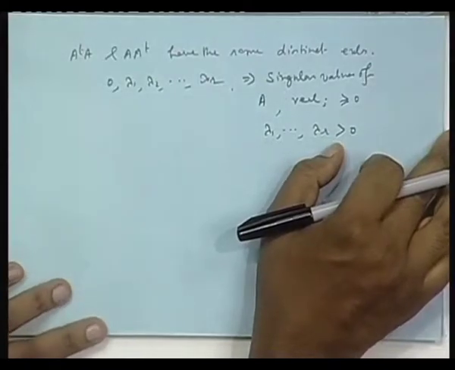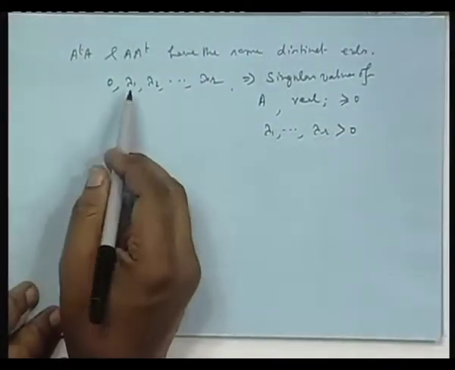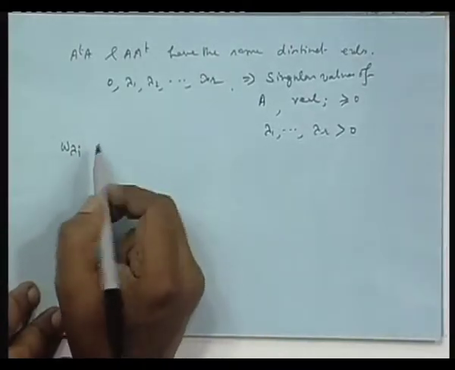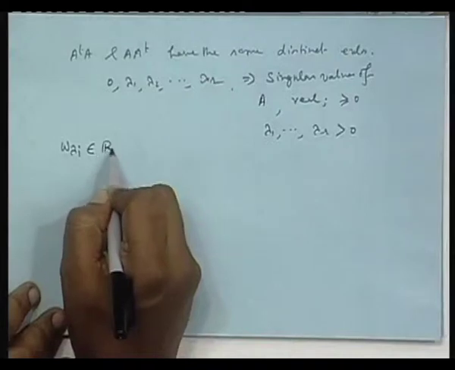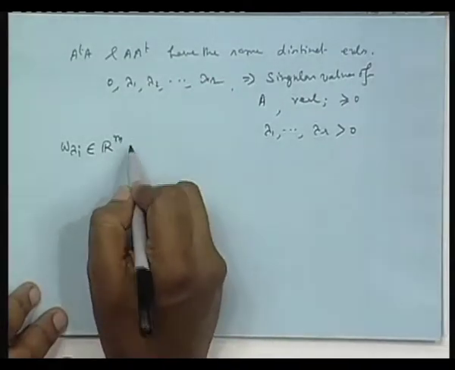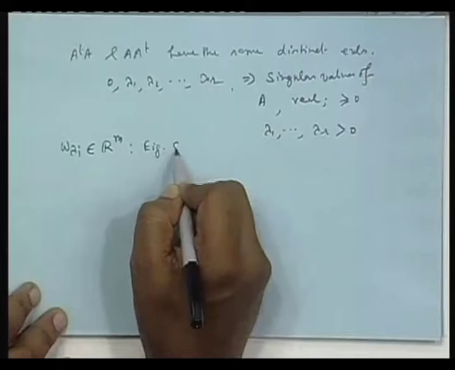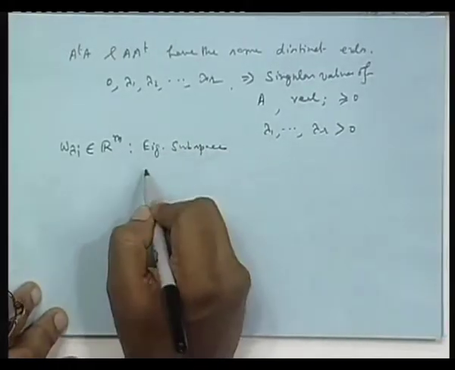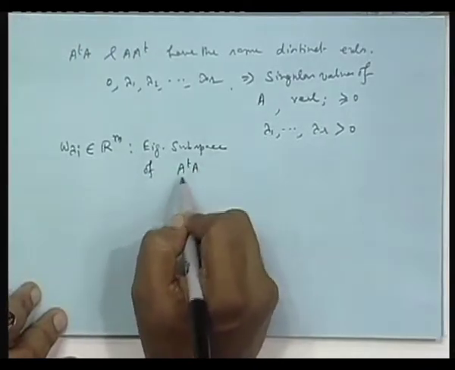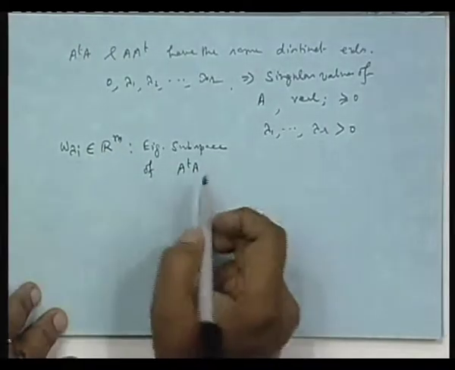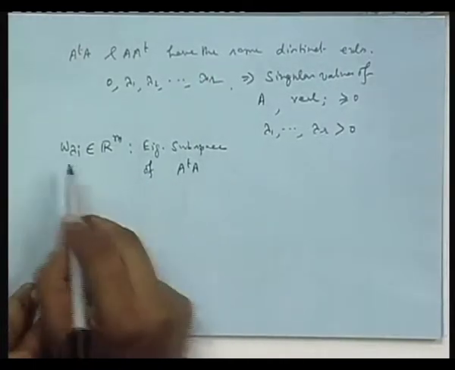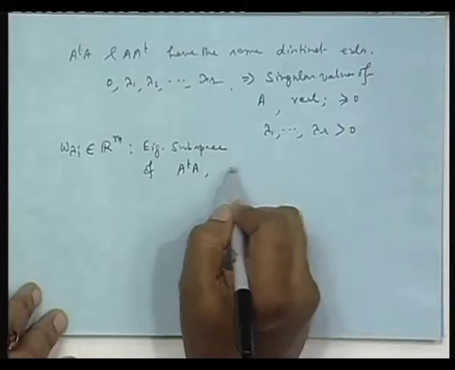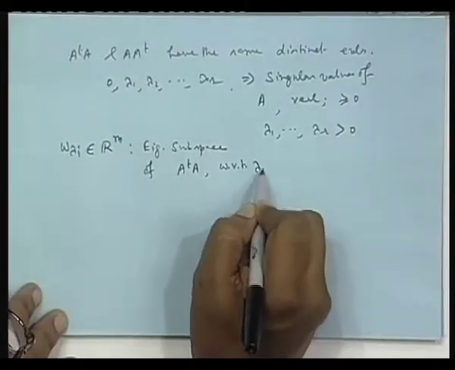We only have to show that if W lambda i belongs to R m and is the eigen subspace of the operator A transpose A, which works on R m and takes you to R m, then that is the eigen subspace with respect to eigenvalue lambda i.